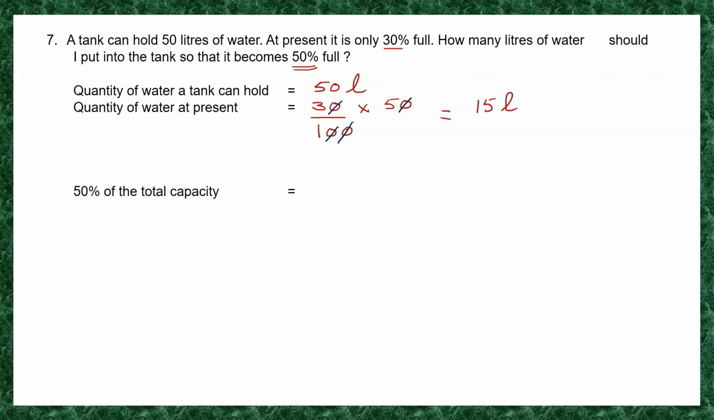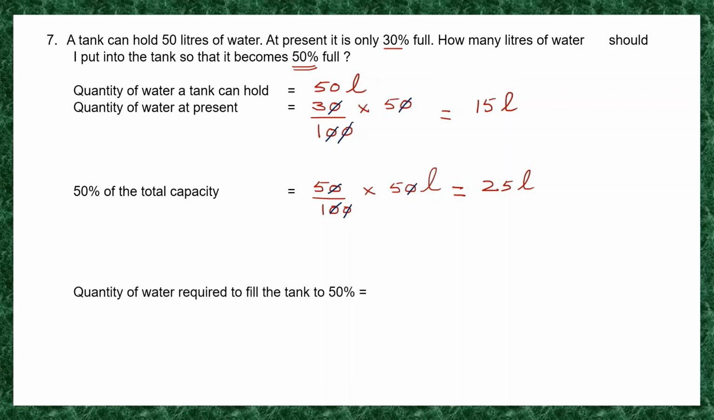Now I need to find 50% of the total capacity. So 50% is 50 by 100 into 50 liters. Okay, that is the total capacity. Now let's cancel whatever we can here. 1 zero there, 1 zero here, 1 zero there and one more 0. Now I can just multiply whatever is left. In my numerator I have 5 into 5, that is 25 liters, and my denominator is 1. So 25 by 1 is 25 liters.